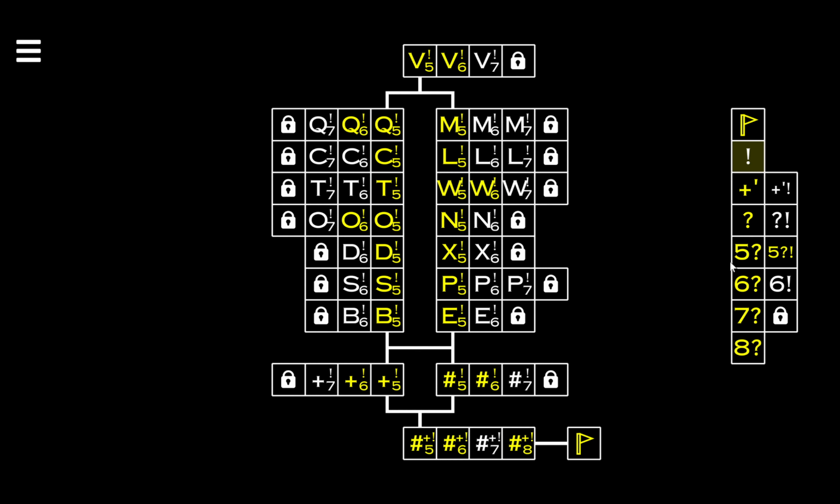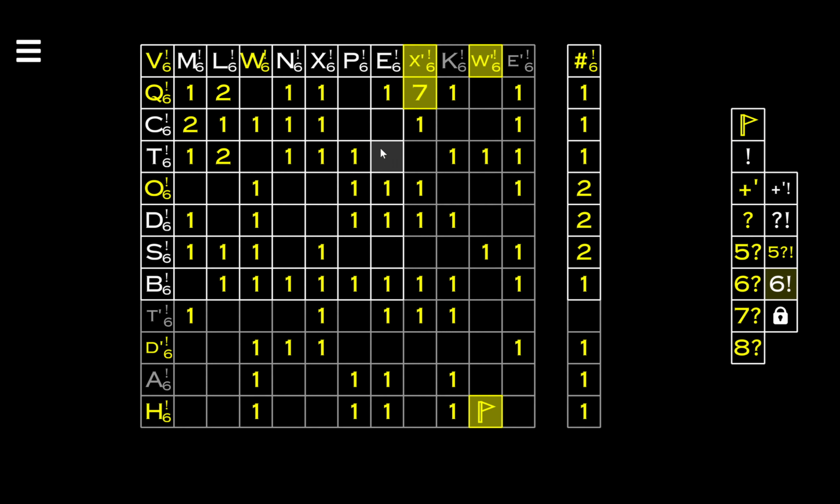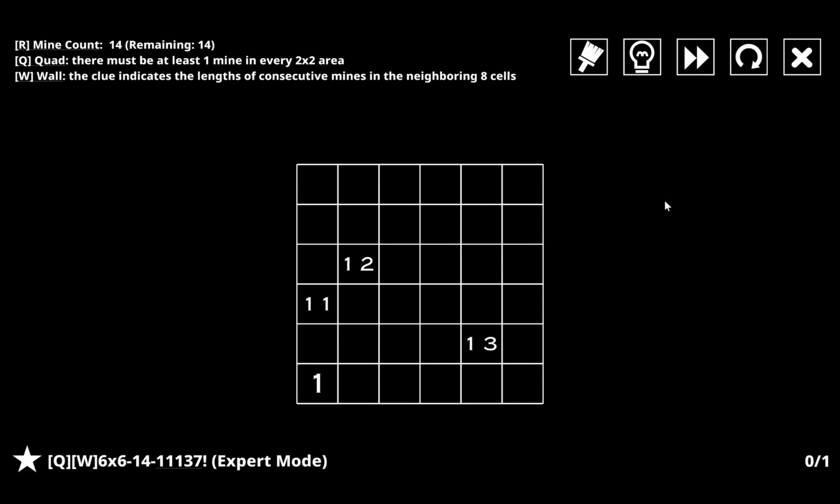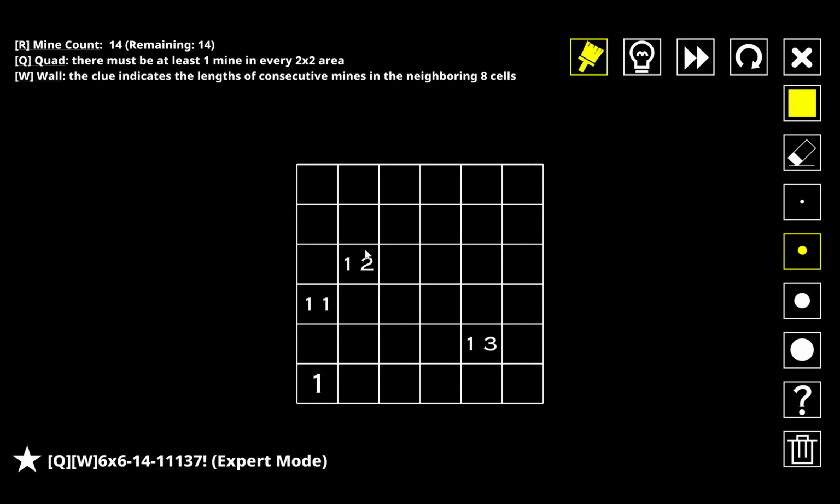Alright. So we're now just going to go ahead and go into some wall puzzles with some other variants included. We'll start with quad. If you don't recall quad, I don't know, watch the video.